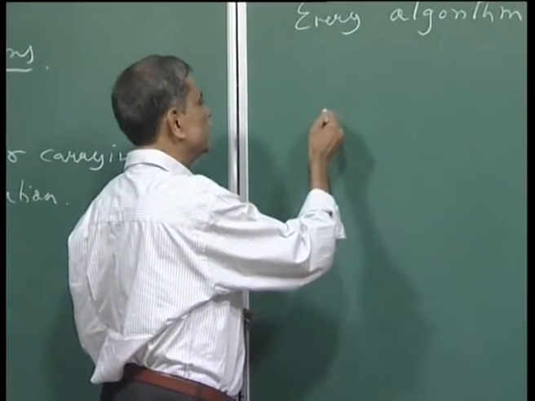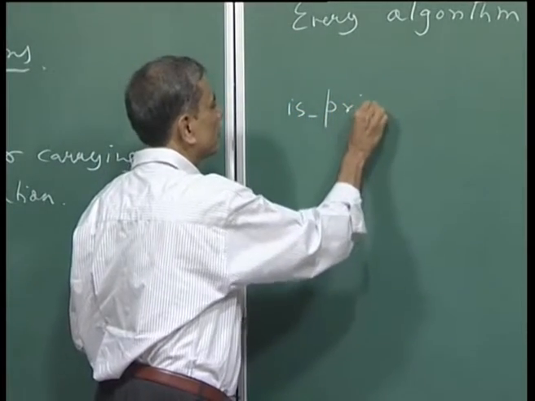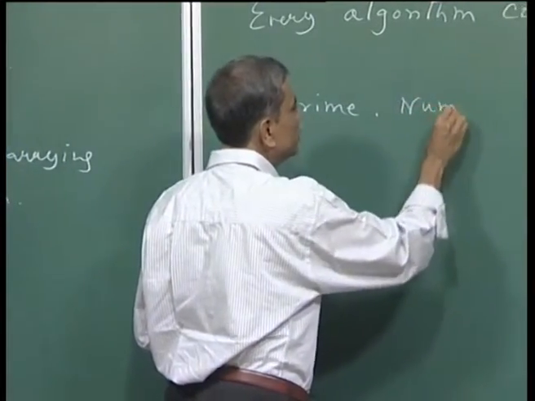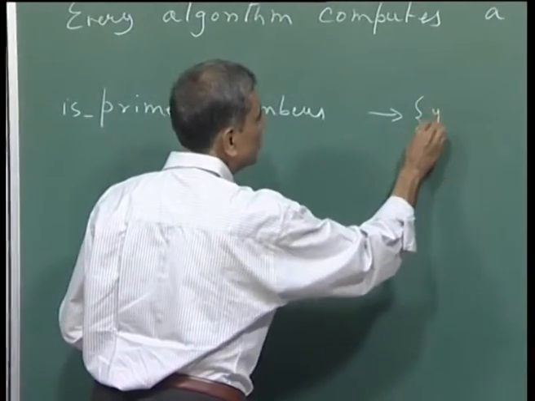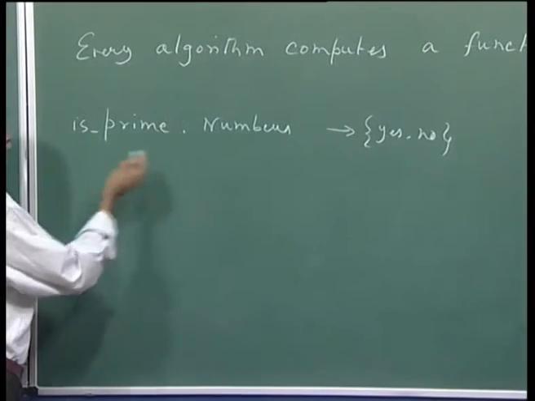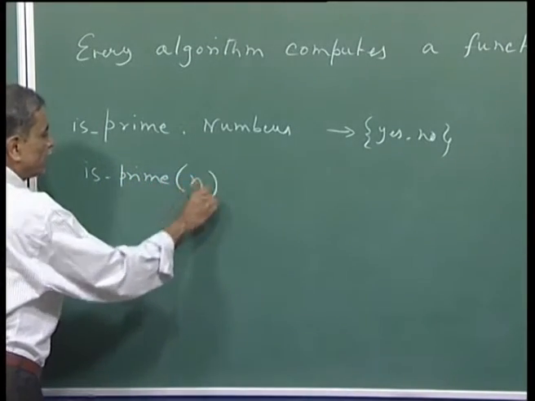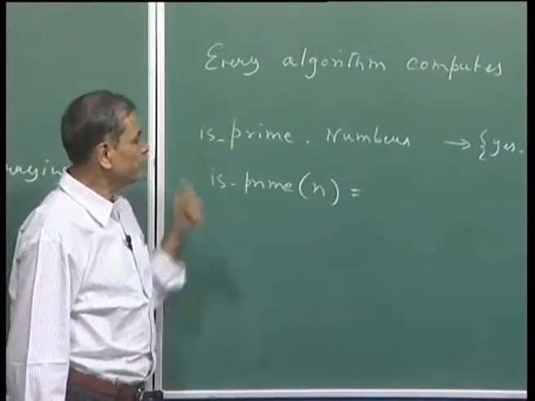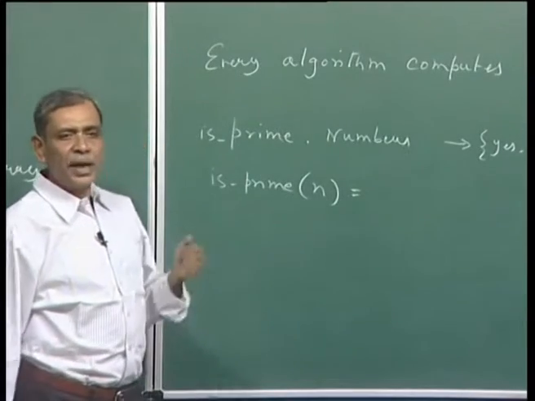Consider this function, is prime. This takes a number. So, let us say my domain is the set of numbers and the range is yes or no. By that, what I mean is, supposing I say is prime and then apply it on a number, the output, or the answer, the value of this function on the argument n is going to be either yes or no.